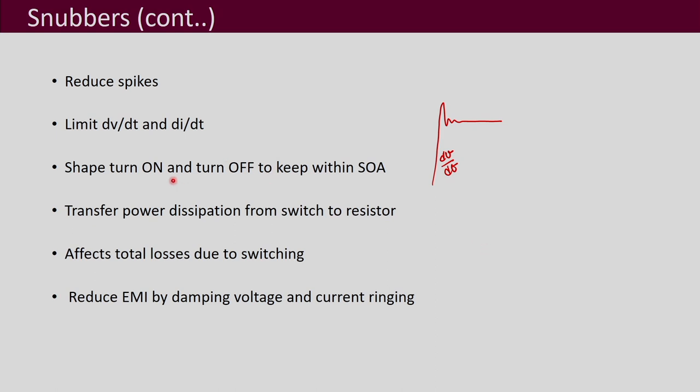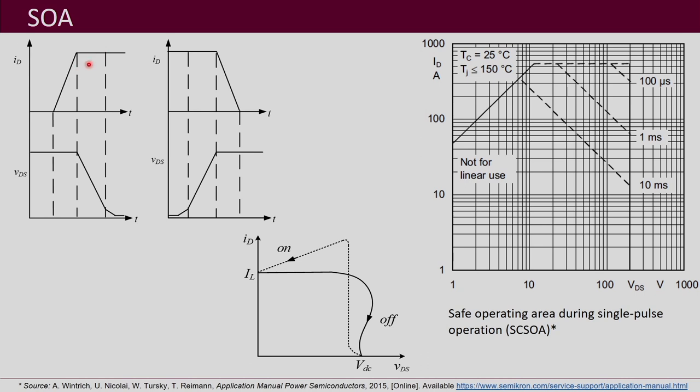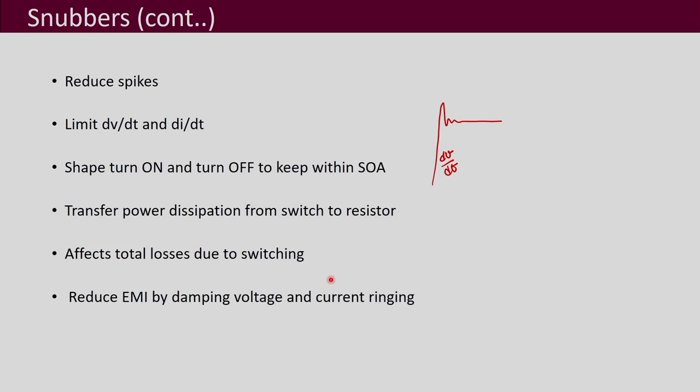Further, it shapes the turn on and turn off to keep within a safe operating area. This is the turn off process that we had seen. This one is the turn on and this is the turn off. When you add these RC or RCD snubbers, obviously this trajectory is going to get affected. The slopes are getting affected, and so the trajectory it follows during your turn on and turn off is going to get affected. That means this, which was supposed to lie within your SOA, as we are shaping it, we can ensure that it is inside this safe operating area while turning on and turning off with the help of proper snubber design. So that's one of the jobs which can be performed by snubbers.